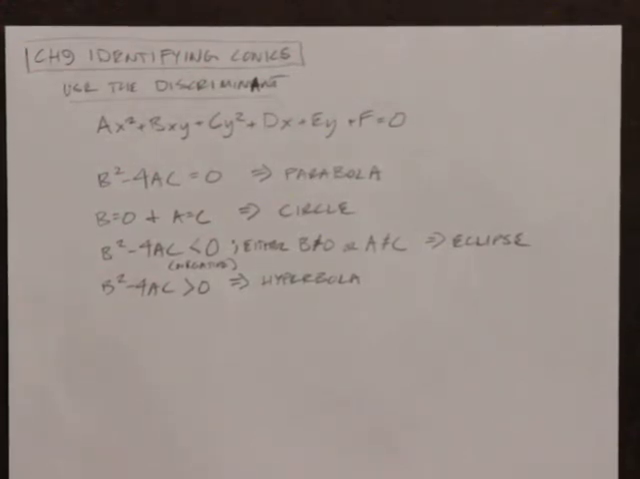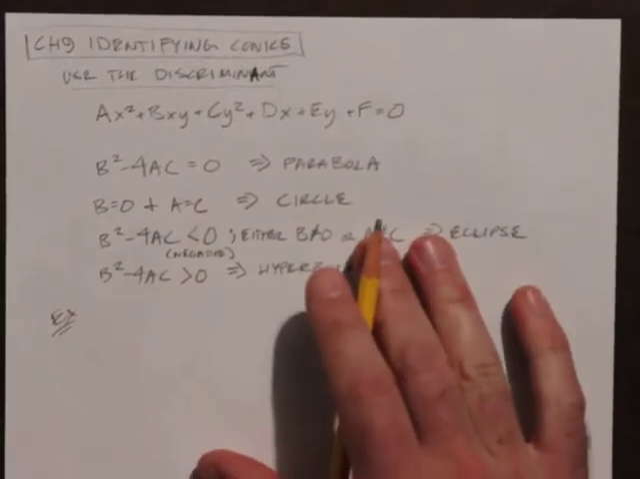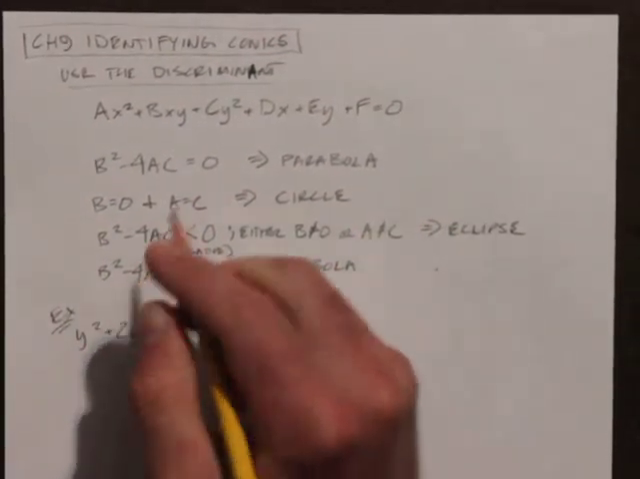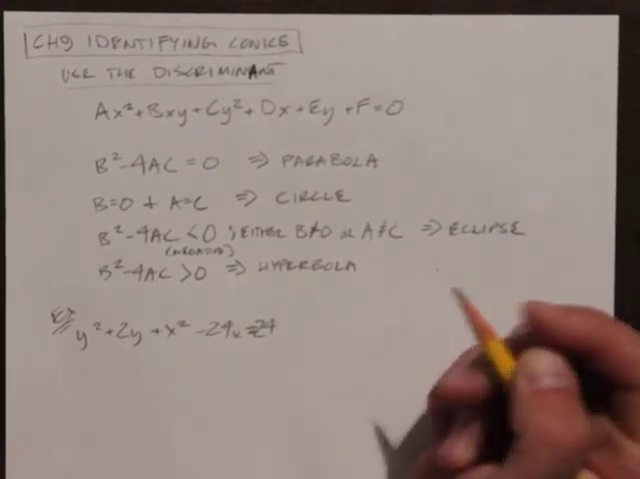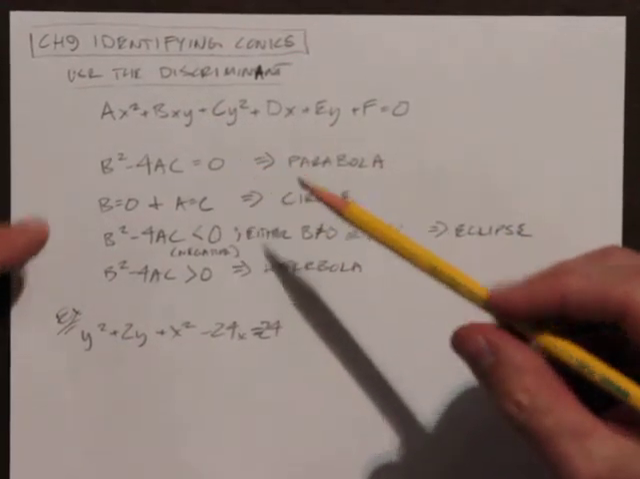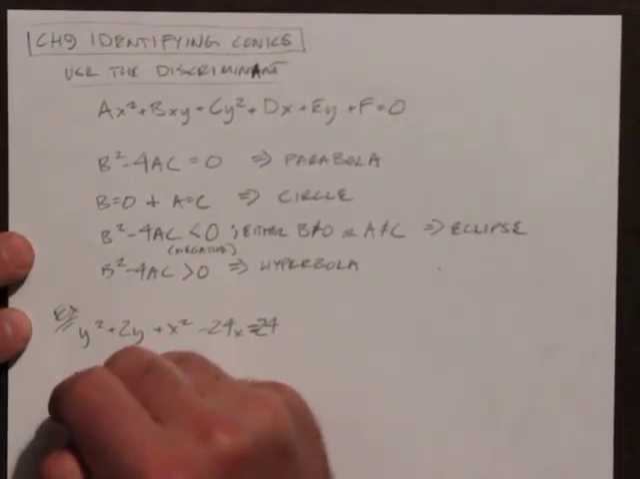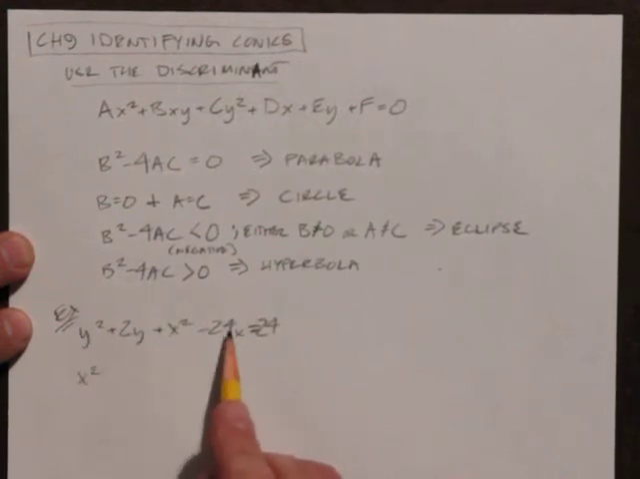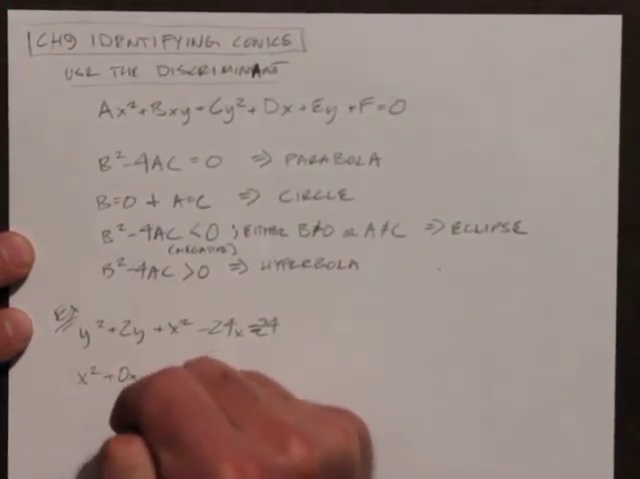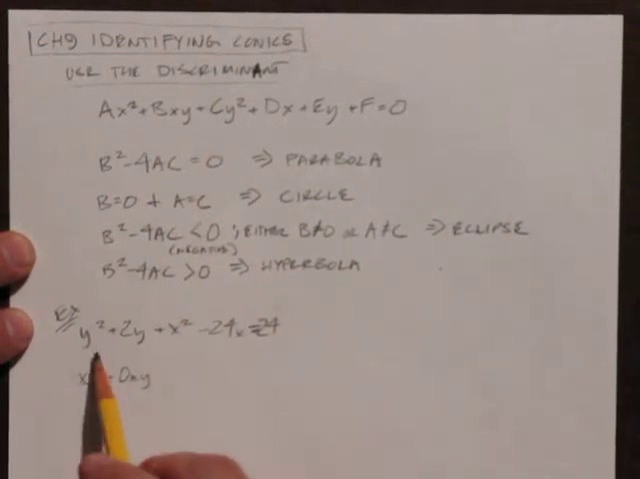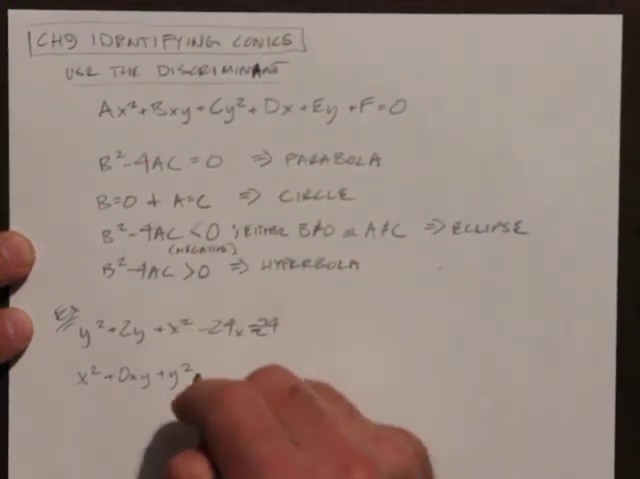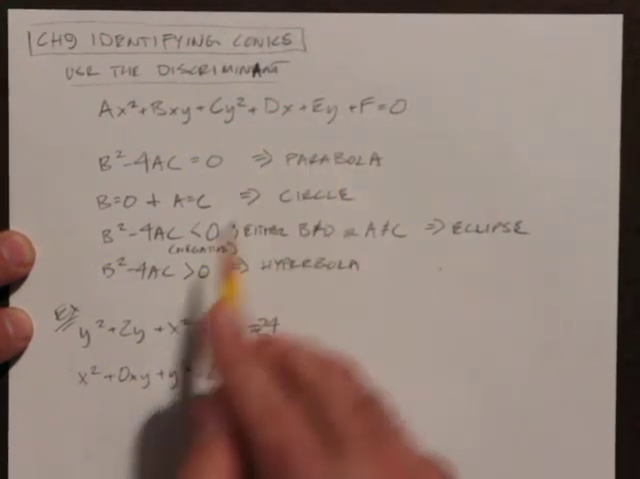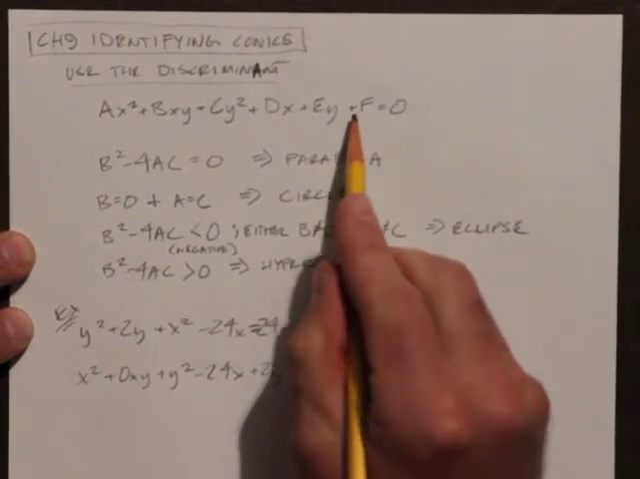So let's maybe do an example of what that might look like. So let's say I've got y squared plus 2y plus x squared minus 24x equals 24. So now I've got to put this in the standard form up here. So I'm going to put the x squared in the front. And then xy, I don't have any xy terms, so I'm going to say plus 0 xy. And then what comes next, the y squared one, so plus y squared. And then I've got the x term here, minus 24x. And then I've got the y term plus 2y. And then plus f here.